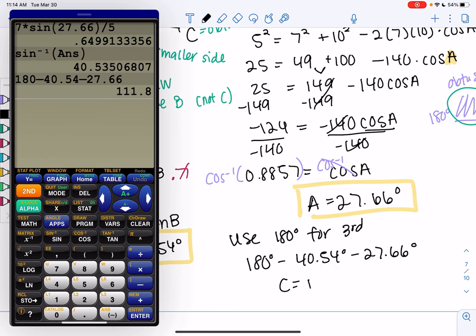So if we had used C in law of sines, it actually would have given us the wrong answer. So that's why you always save the largest angle for last. Unless you're using law of cosines. Law of cosines does not matter, but law of sines will not find obtuse angles.